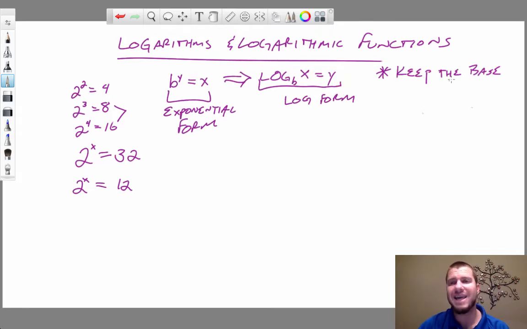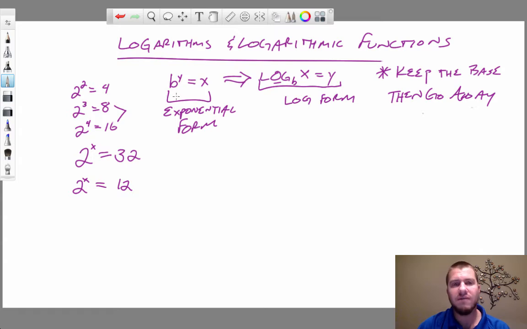The first step is keep the base. The base of the exponent is the base of the log. And this base on the log is written in subscript, slightly lower. You should always be aware that that is lower than the word log and lower than anything else here. And that expresses the base of the log. It's going to be the same as the base of the exponent, what's being raised to that exponent. So keep the base, then go away.